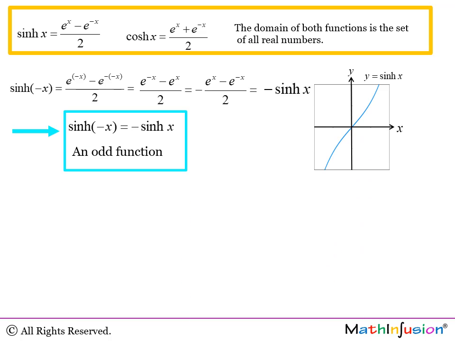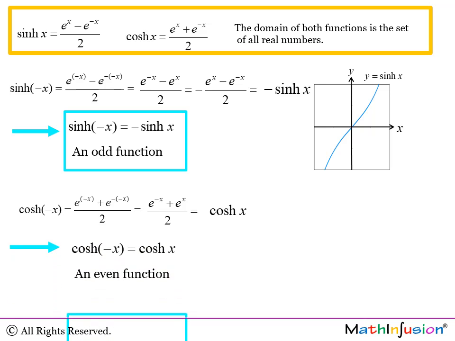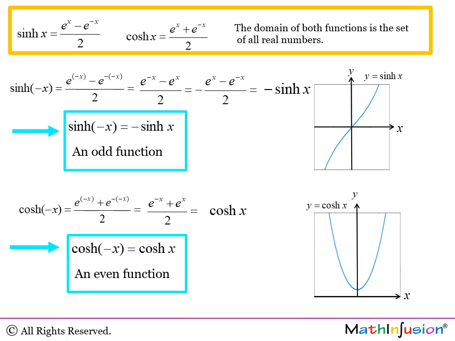We conclude that this function is an odd function. We observe also the graph, and you can see immediately, because of the symmetry with respect to the origin, that this is a graph of an odd function. Now let's do the same with the cosine hyperbolic x. We substitute negative x for x, and what is this? This is exactly cosine hyperbolic of x. We conclude that this function is an even function. When you look at the graph, you can see that this is a graph of an even function.